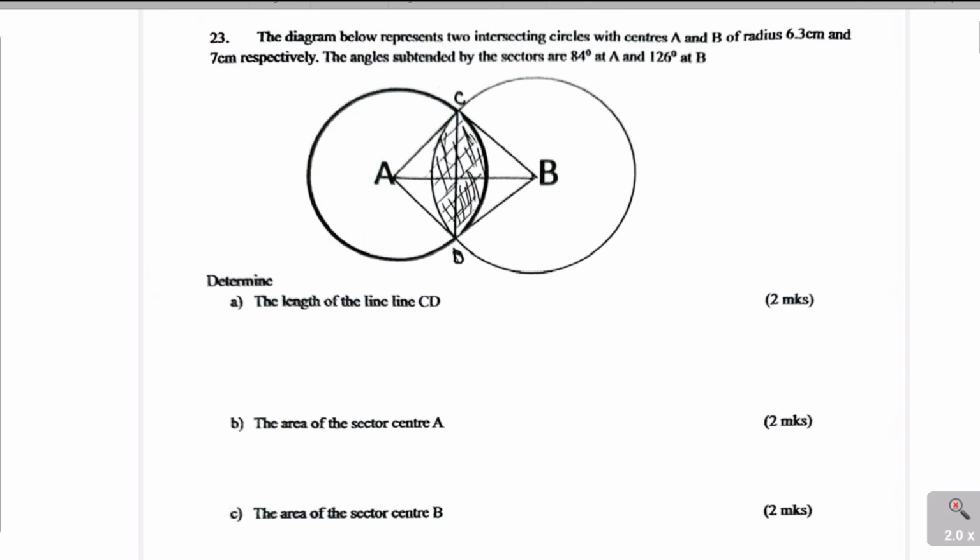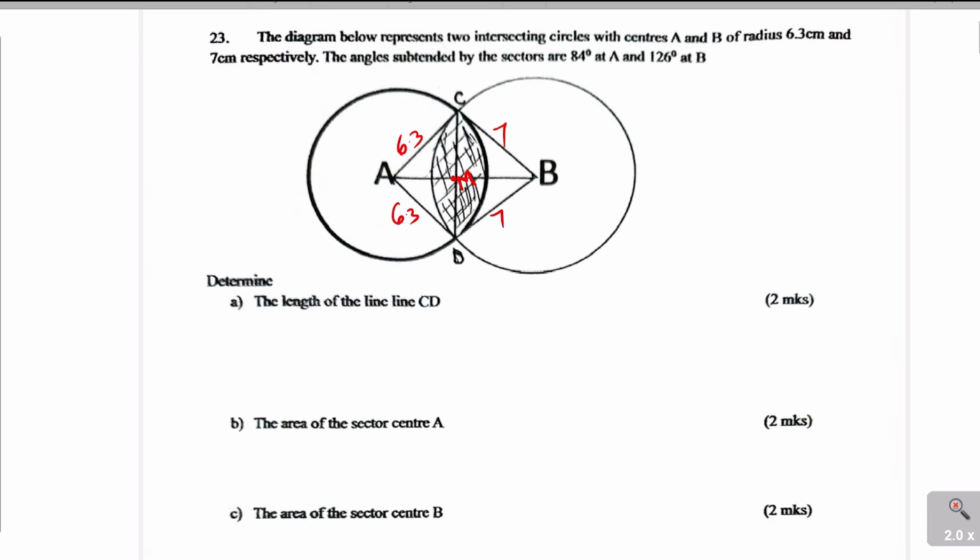So this is what you're going to do to get that. Look at CD, and I'd like you to consider this triangle here. I will name this point M, the point of intersection of the lines AB and CD. So we use this triangle here because we have the radii. This is 6.3, this is 6.3. This is 7, and this is 7.